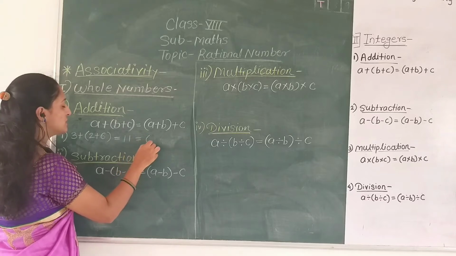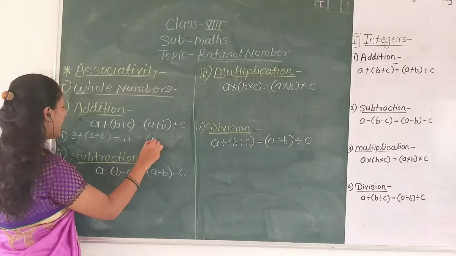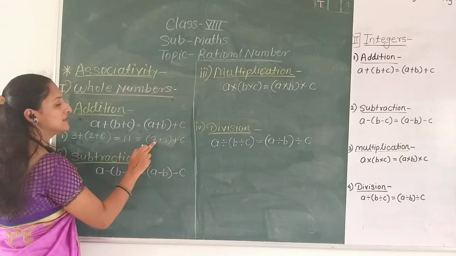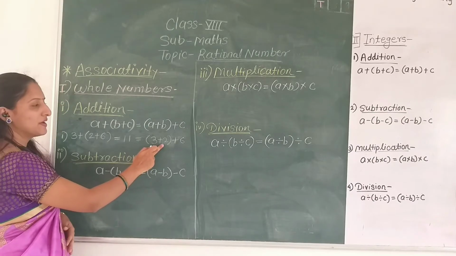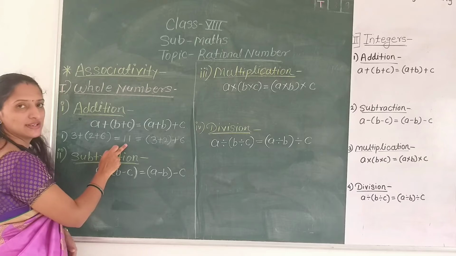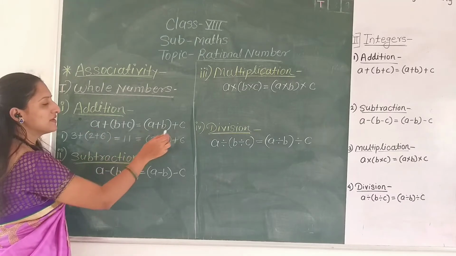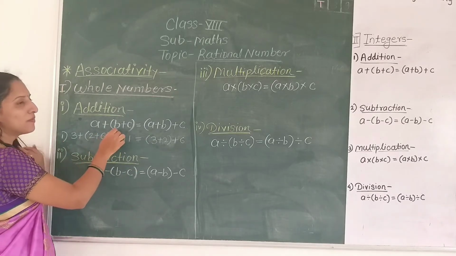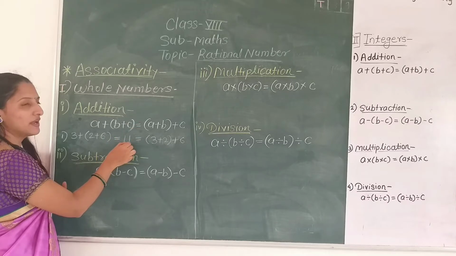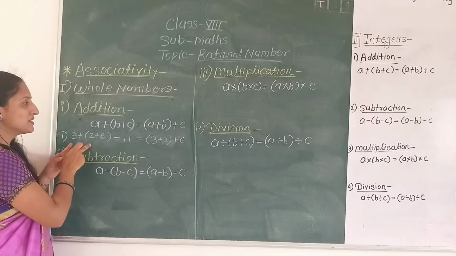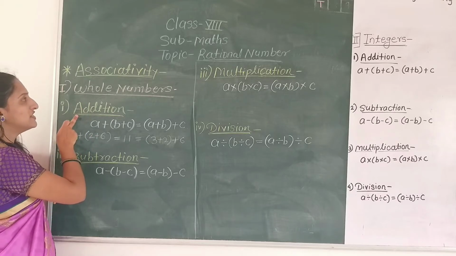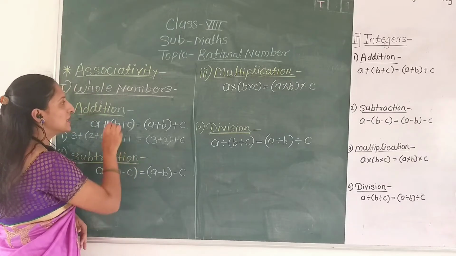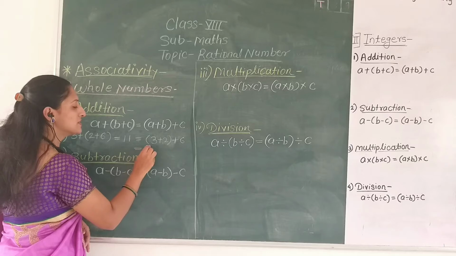Now I change the group so that first we add 3 plus 2. Now 3 plus 2 is 5 and 5 plus 6 is 11. That means LHS is equal to RHS. So if I change the grouping of numbers, it does not affect the answer. This shows that addition is associative for whole numbers.